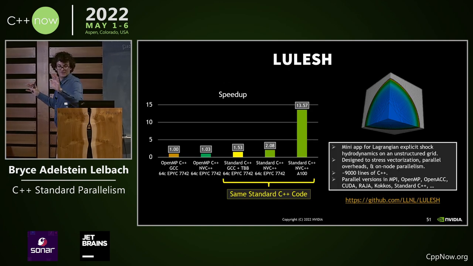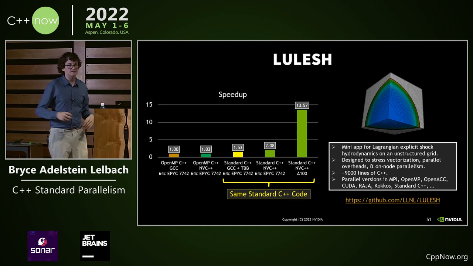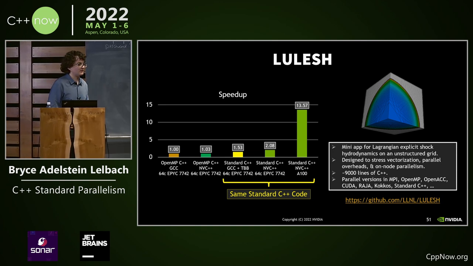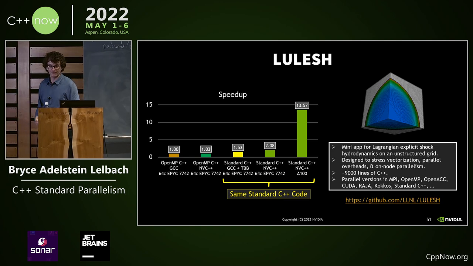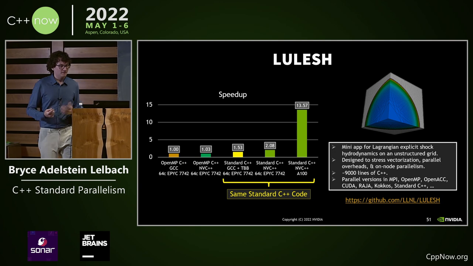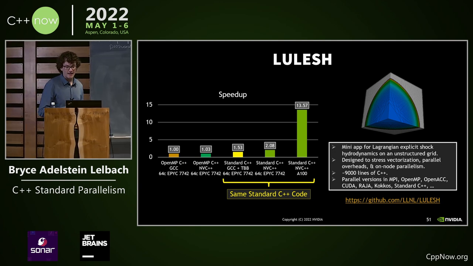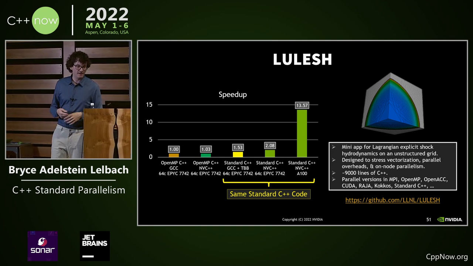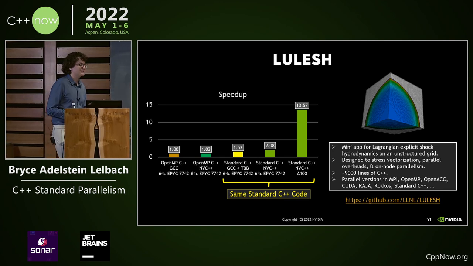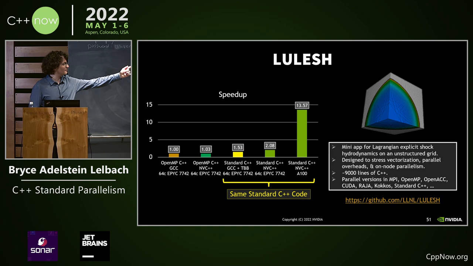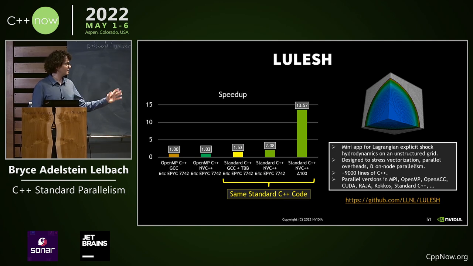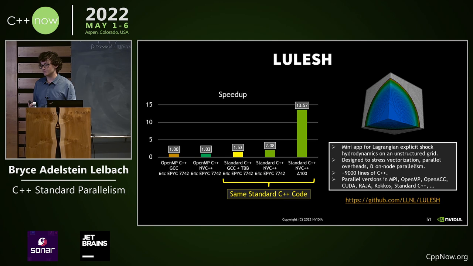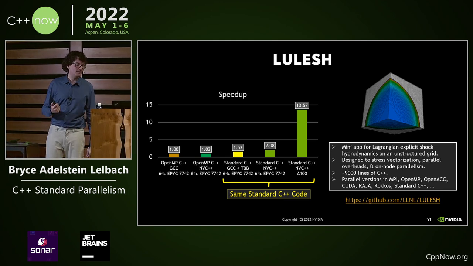All right, so now let me show you some applications that have been ported to using the C++17 parallel algorithms. One of them is called Lulesh. This is a mini app for Lagrangian explicit hydrodynamics on an unstructured grid. It's sort of a micro benchmark, designed to stress vectorization, parallel overhead, and on-node parallelism. It's been ported to a number of different parallel programming frameworks like MPI, OpenMP, OpenACC, CUDA, Raja, Kokkos, and now standard C++. As you can see here, we get some pretty nice results using the same standard C++ code. We can run it in parallel on a CPU using two different compilers and get pretty good numbers, and we can also take that same code and, with the flip of a compiler switch, run it in parallel on a GPU.